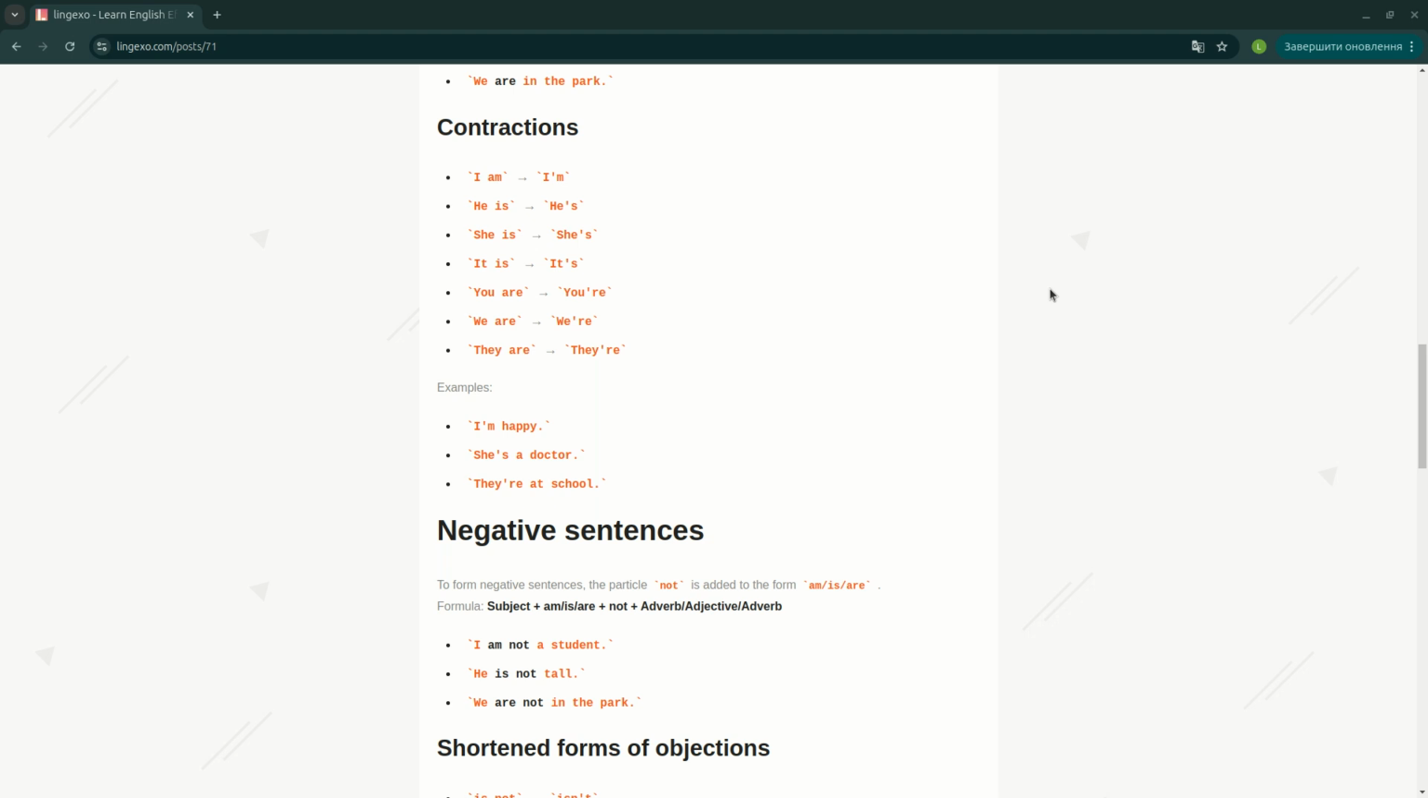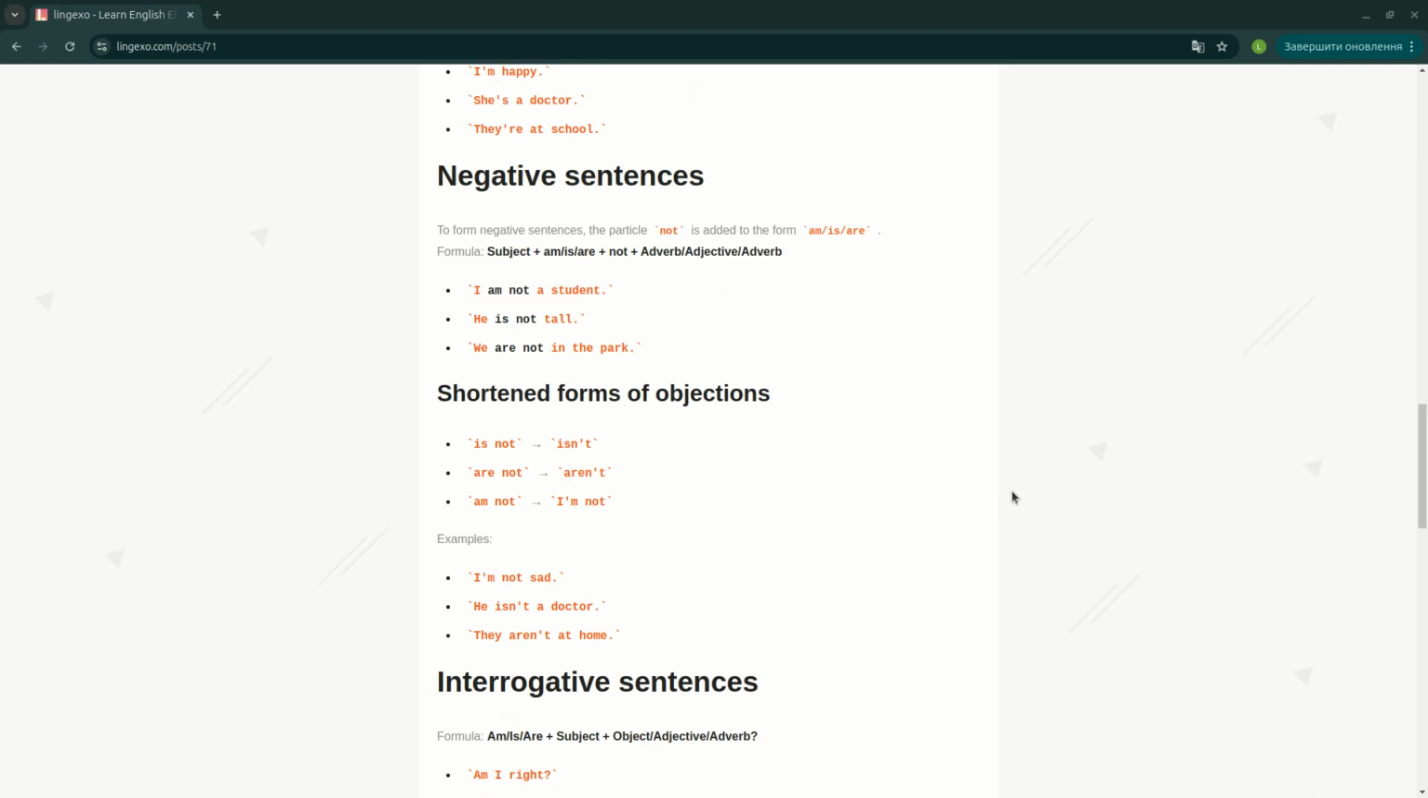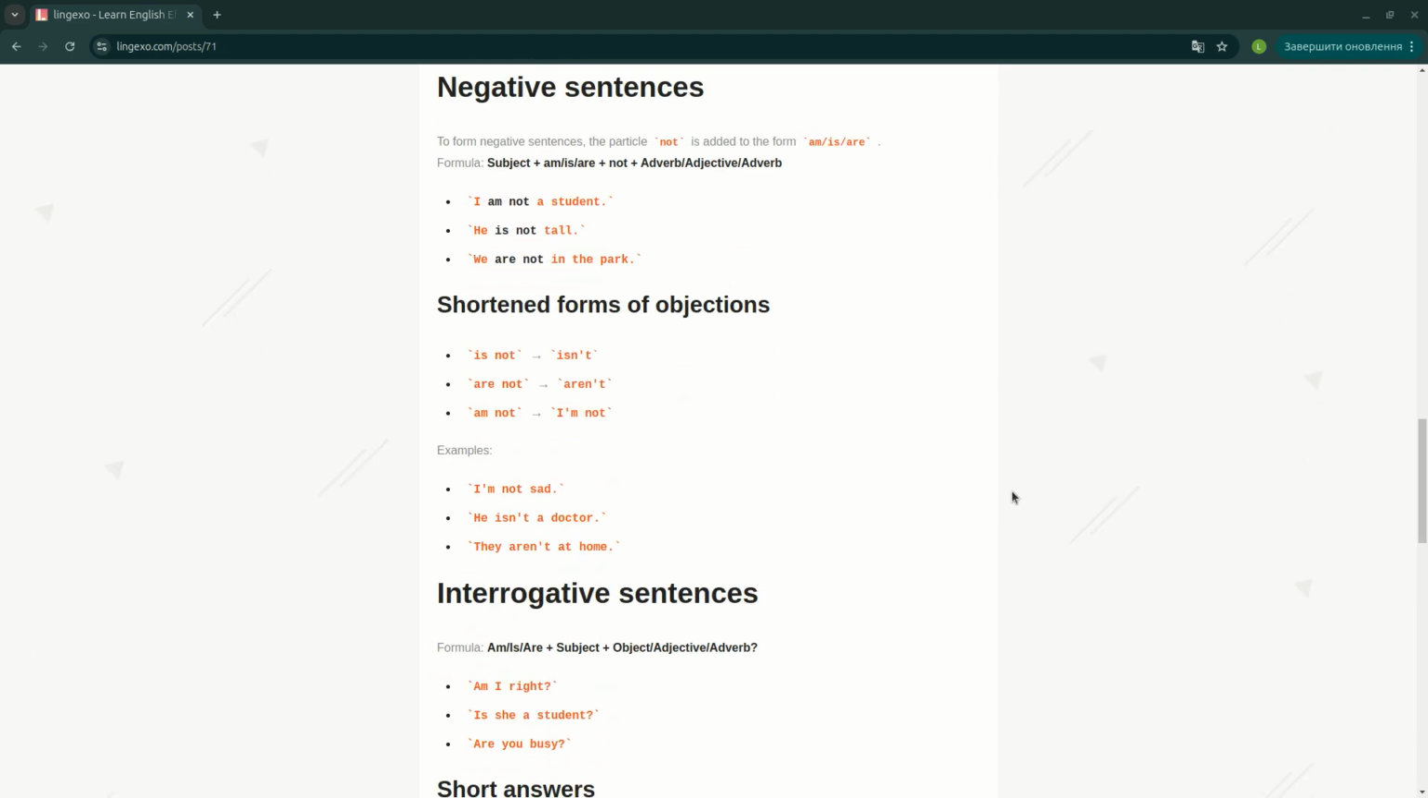They're at school. Negative sentences. Add not after am, is, or are. I'm not a student. He is not a football player. We are not in the park. Shortened forms: is not becomes isn't. Are not becomes aren't. Am not stays am not. Examples: I'm not sad. He isn't a doctor.